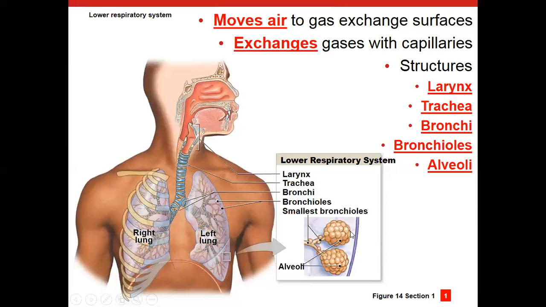So the smallest airways are where gas exchange occurs. And the function of the upper respiratory system is to get air, filter it, warm it, humidify it, and conduct that air all the way into those lower respiratory system structures called alveoli, where gas exchange occurs. The structures of the lower respiratory system include the larynx here, your voice box, the trachea, which is also your windpipe, and the trachea then divides into bronchi, or one is a bronchus, and then smaller and smaller divisions called bronchioles, and then bronchioles eventually branch into the smallest structures that are alveoli.